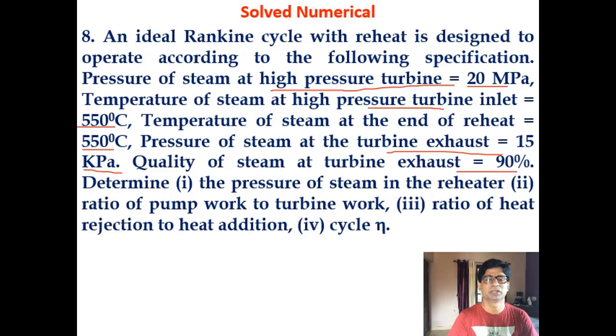So you have to find out the pressure of steam in the reheater. The intermediate pressure is not given here, so you have to find that out. Ratio of pump work to turbine work, ratio of heat rejection to heat addition, and cycle efficiency you have to find out.